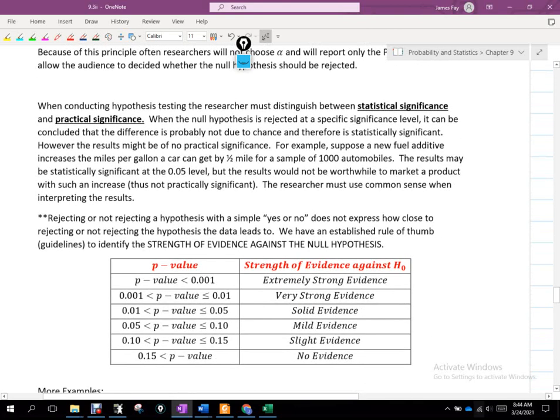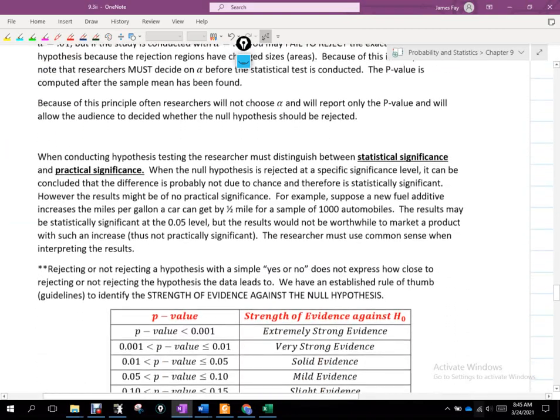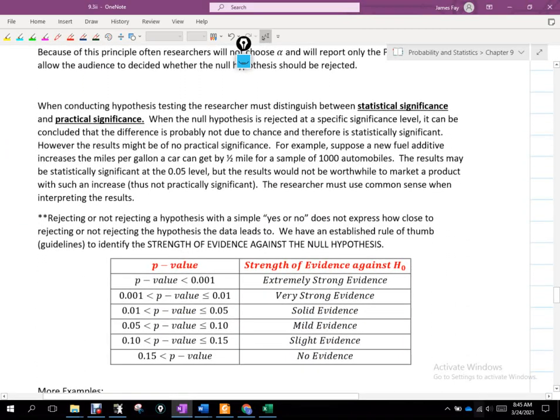It says rejecting or not rejecting a hypothesis with a simple yes or no does not express how close to rejecting or not rejecting the hypothesis the data leads to. This would be a situation where in both of those you reject, but obviously one of them is a lot less significant of a rejection than the other. A higher degree of rejection. So what was happening?